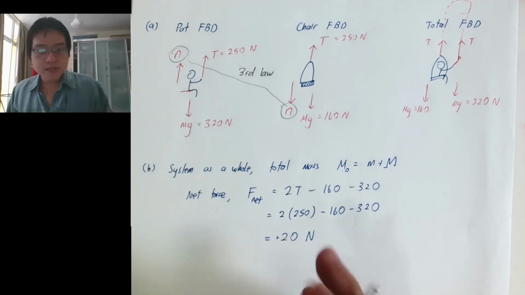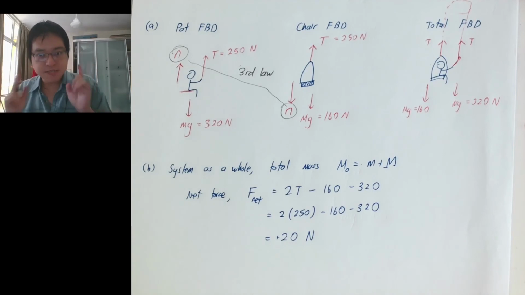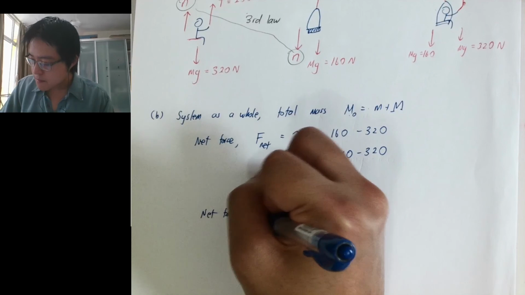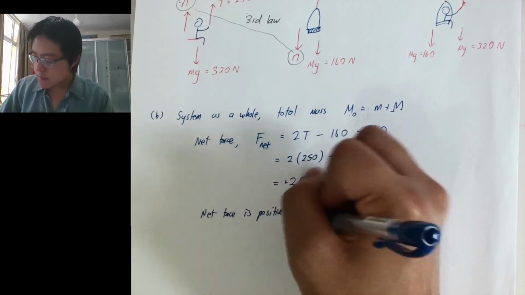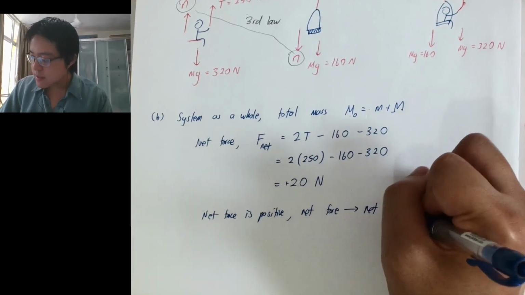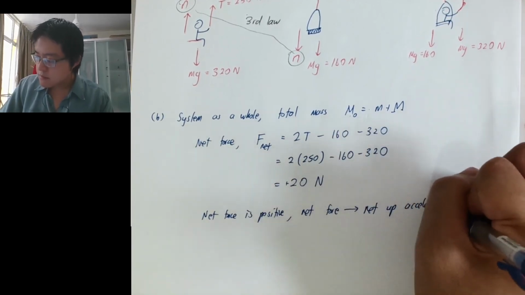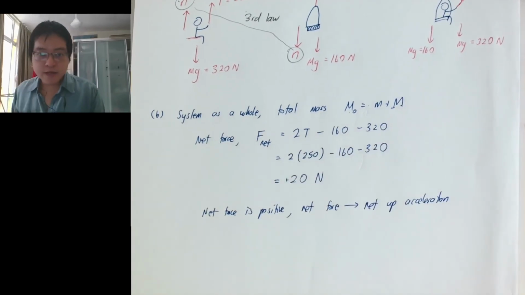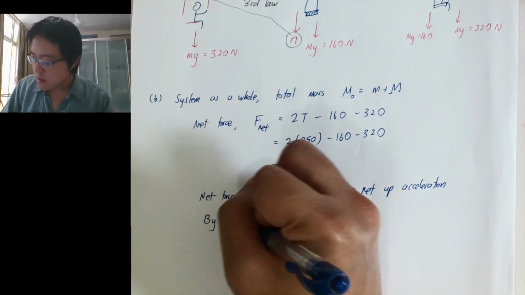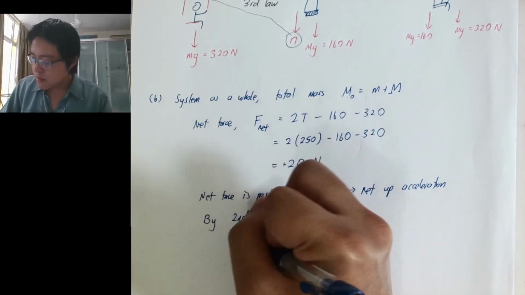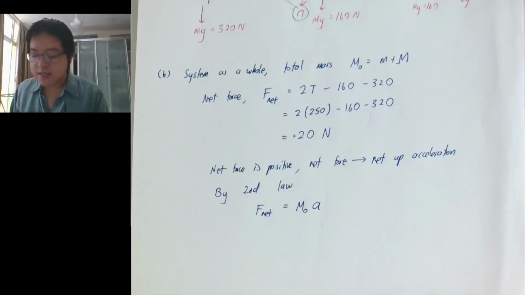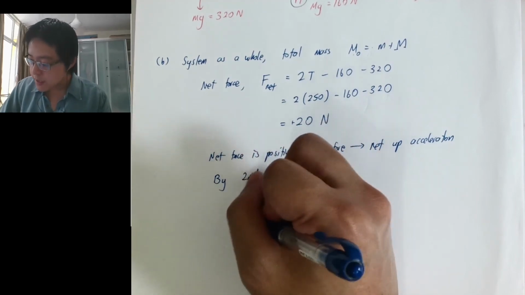Positive number, that means there's a net force going up. So the system is moving up. So there's a net force, hence net upwards acceleration. But we should also calculate its magnitude. To get the magnitude, we use the second law. By Newton's second law, the net force should be equal to the total mass of the system times the acceleration. We got the net force is 20 newtons.